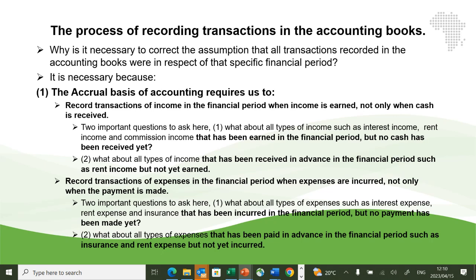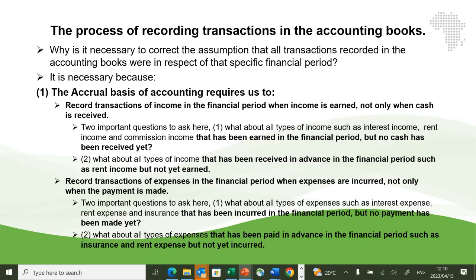Accrual basis, for example, on income, says you need to record transactions of income in the financial period when income is earned, not only when cash is received. Let's make a simple example. If someone comes to your business and maybe you are renting a space, they pay rent income for 15 months. Let's say it's 15,000 rand rent.